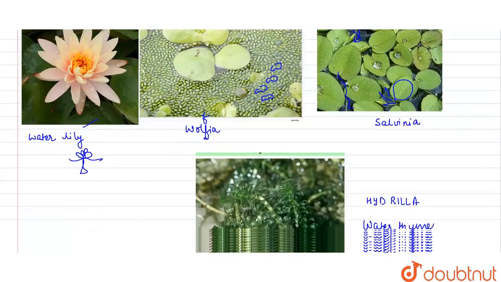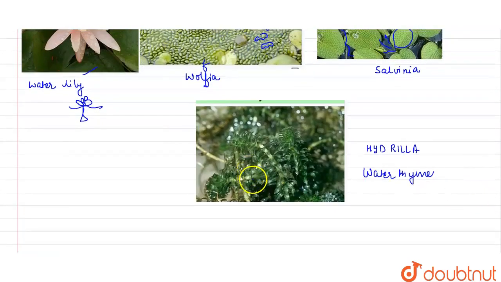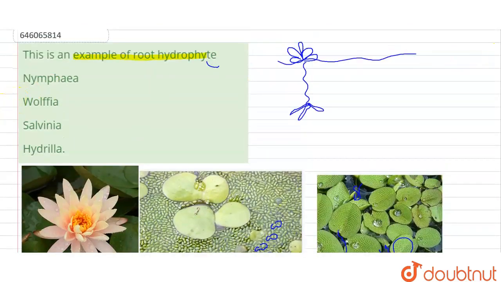And in the hydrilla or the water thyme also, the roots float on the surface of the water, and this is the plant that is present on the surface of the water. So the correct answer over here will be the nymphaea, which is a root hydrophyte.